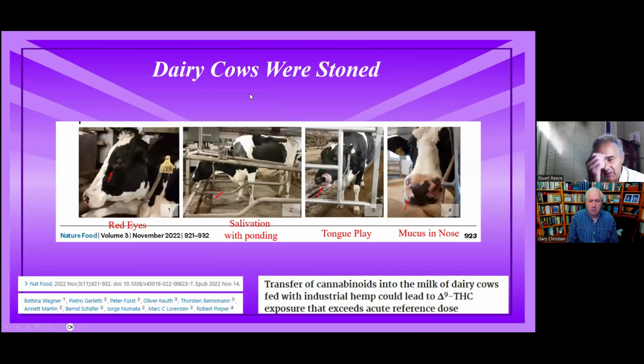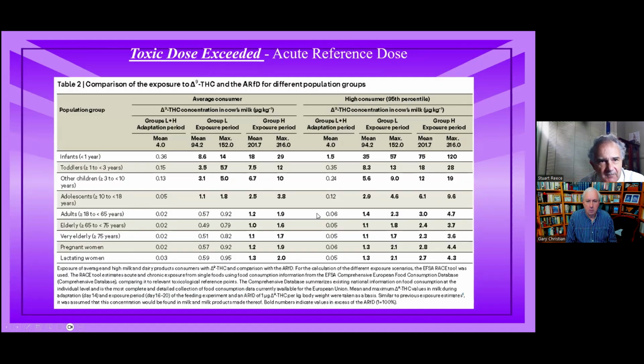And this is a very interesting and very concerning study done in cows, where they fed cows hemp, industrial hemp, which in the US is supposed to be less than 0.2% THC. But they got the red eyes and the salivation and the saliva pool down here, and the tongue just playing inside the mouth, and mucus in the nose. These are all signs of cannabis intoxication. And of course, their milk dropped as well. So the cows were stoned from eating industrial hemp, which is said to be below the threshold for THC.